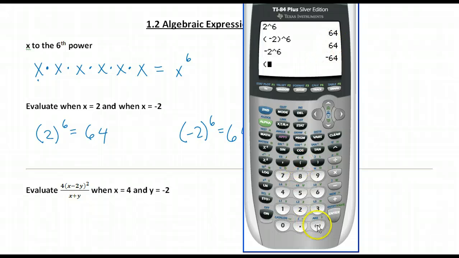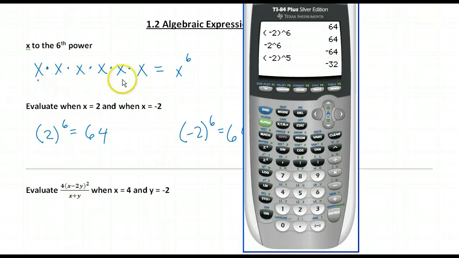Now, what happens if I had negative 2 to the 5th power? Well, negative 2 to the 5th power is negative 32. So how come I got a negative answer here? Well, if I only have 5 x's, I only have negative 2 to the 5th power, I'm going to have one extra negative sign. So negative 2 to the 5th power, because 5 is odd, I'm going to get a negative answer.